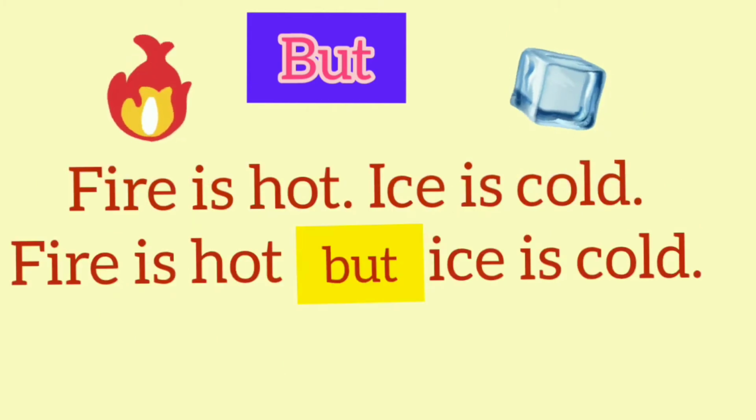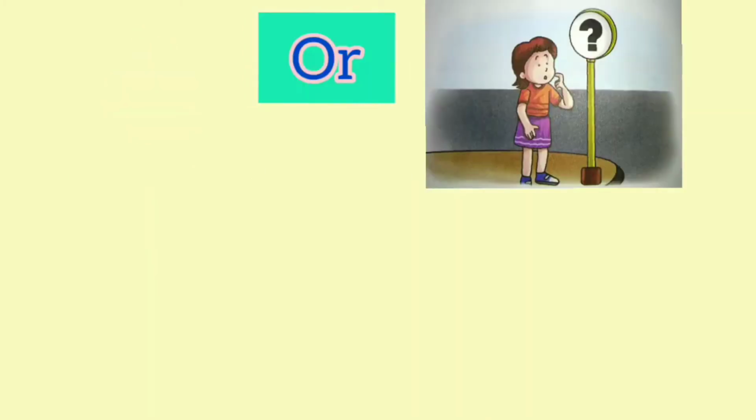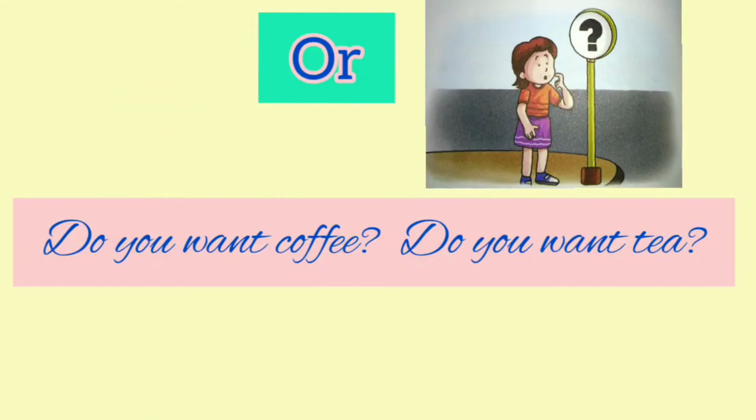Fire is hot, ice is cold. Fire is hot but ice is cold. Next joining word is or. We use or to show a choice between two things.